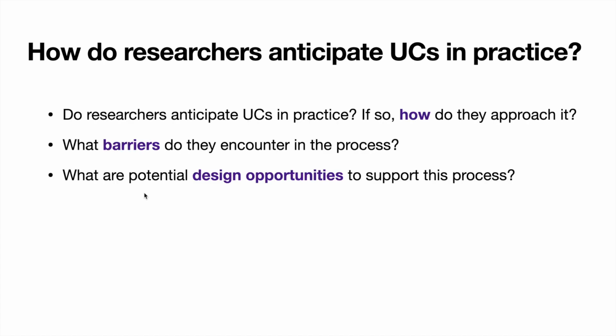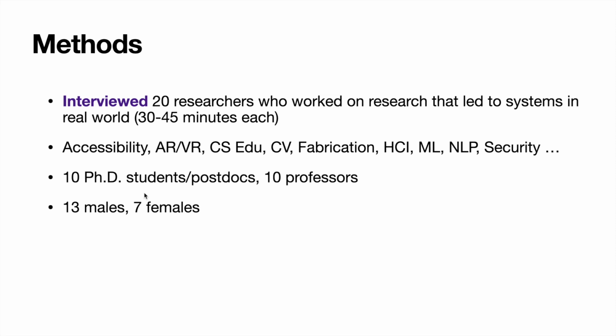To answer this question, we want to understand specifically, do researchers anticipate UCs in practice? If so, how do they approach it? What barriers do they encounter in the process? To explore these questions, we interviewed 20 researchers who worked on applied research that led to systems in the real world. By researchers, we focused on academic researchers in this study.